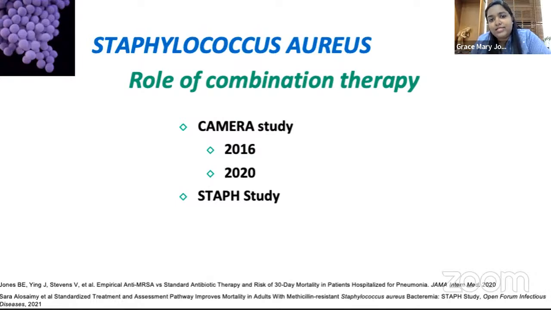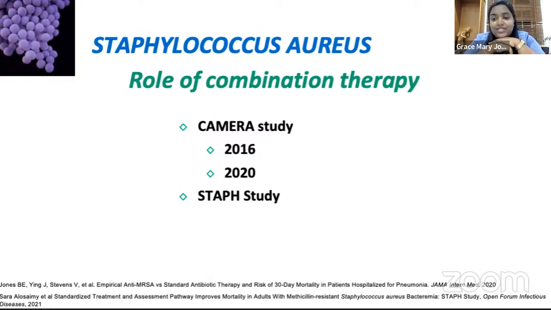So what they have done is that MRSA, like I told you, is usually resistant to all beta-lactams, right? What they have tried to do is that even if it's resistant, when you're giving vancomycin, if you give a beta-lactam like cefazolin with vancomycin, will it cause a better outcome? That is what they studied. The initial CAMERA study was kind of promising, but the second one they stopped because of high rates of adverse drug reactions and electrolyte imbalance.